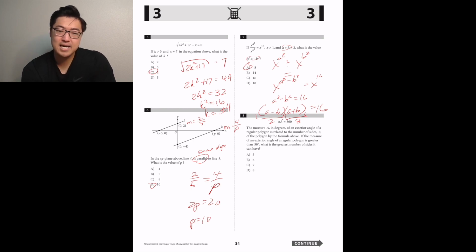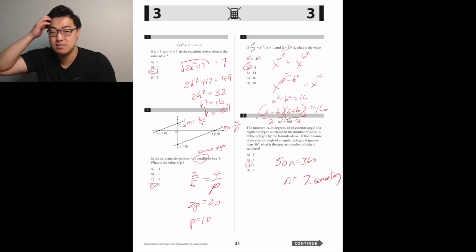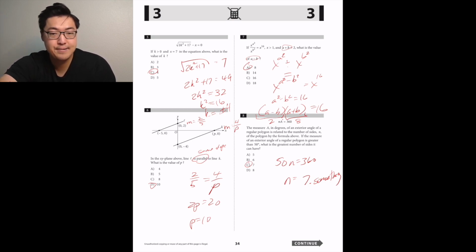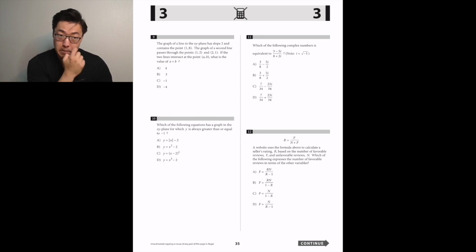8. The measure A in degrees of an exterior angle of a regular polygon is related to the number of sides n of the polygon by the formula above. If the measure of an exterior angle of a regular polygon is greater than 50, what's the greatest number of sides it can have? So if A is 50, then what's n? So it's going to be like 7 point something, right? Because 50 times 7 is 350, and the extra 10 has to be accounted for. So C. Can't have 8 because 7 point something isn't the same as 8, so you would have to round down in this case.